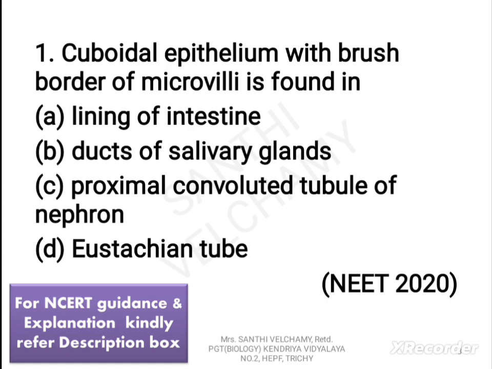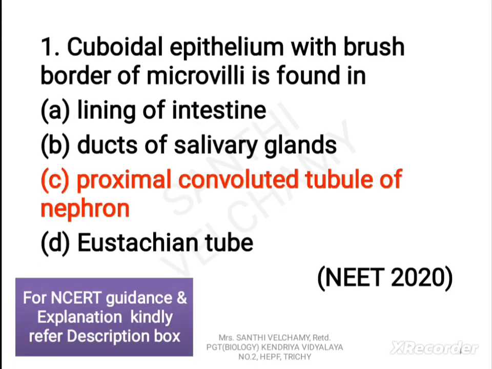First question: cuboidal epithelium with brush border of microvilli is found in A. Lining of intestine, B. Ducts of salivary glands, C. Proximal convoluted tubule of nephron, D. Eustachian tube. The correct answer is C, proximal convoluted tubule of nephron.